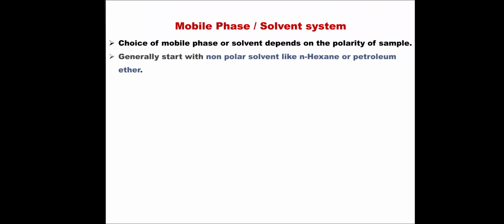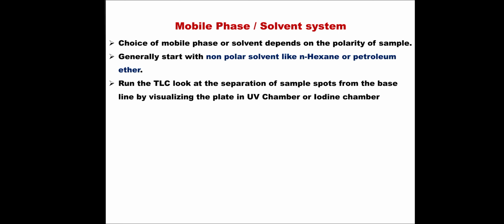You need to start with a somewhat non-polar solvent. The choice of mobile phase or solvent system is based on the polarity of the sample. So for that purpose we start with a non-polar solvent. Basically we use n-hexane or petroleum ether as a non-polar solvent, and then we run the TLC plate and look at the separation of sample spots from the baseline.